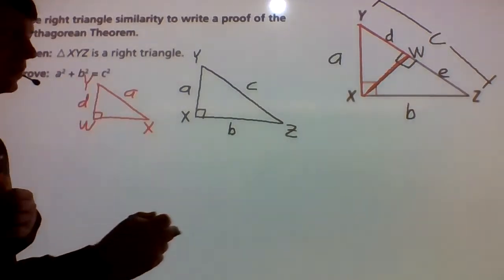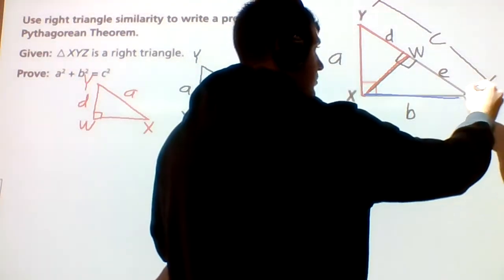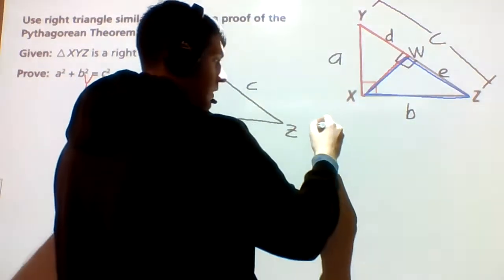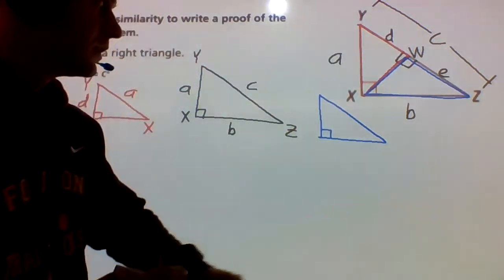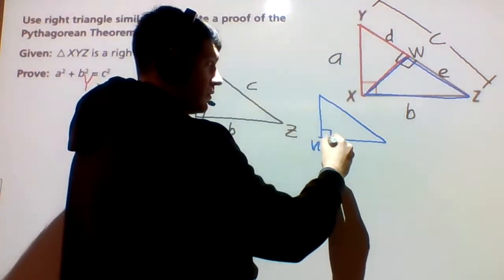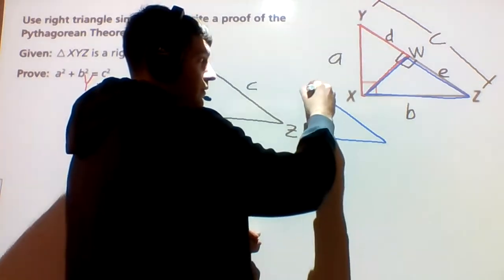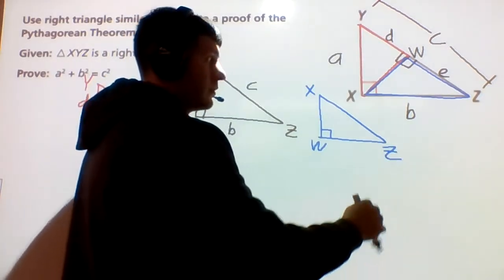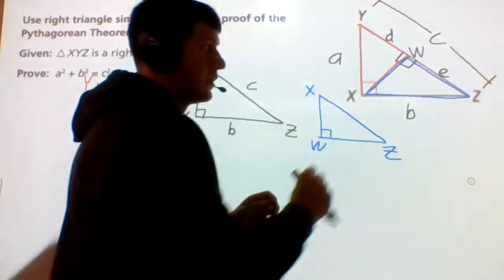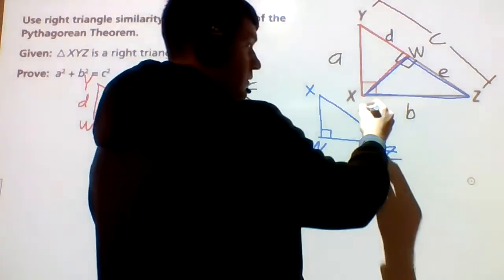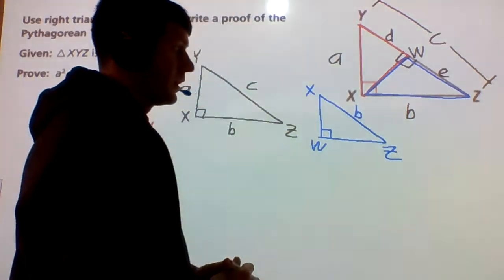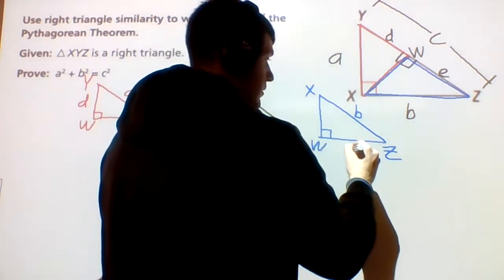You can also draw the third triangle here in blue. So we have a third right triangle. Again, w is your right angle, and x and z, right? You got to kind of flip it and rotate it a little bit. All right, so the length of xz here is b. The length of wz is e.